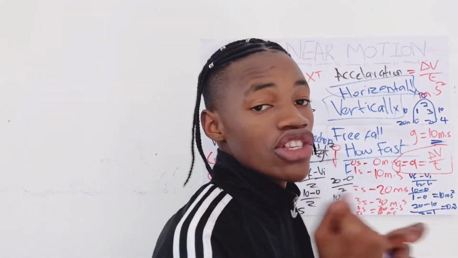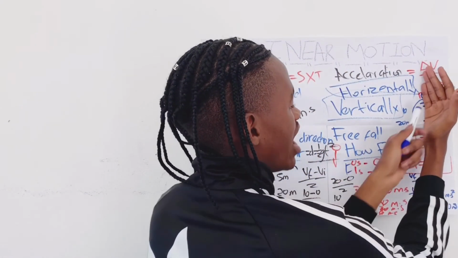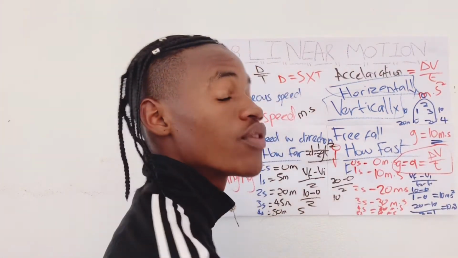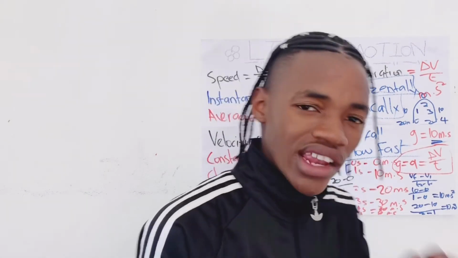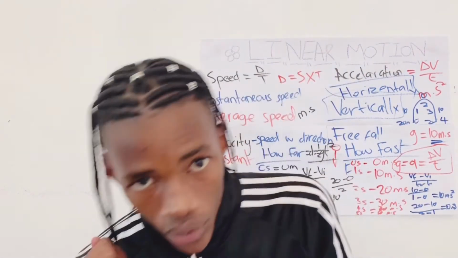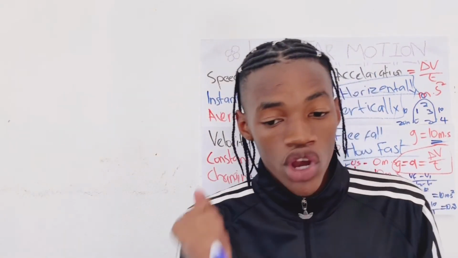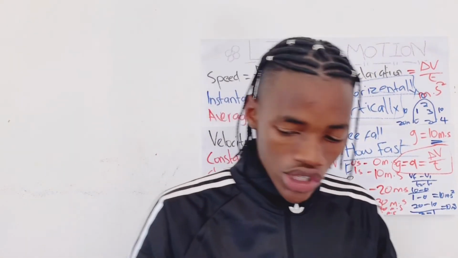But if it was just going up, we would only have this one, and if it was going down, we would only have this one. So when an object is projected upward, it needs an initial velocity, but when it is projected downward, it doesn't really need an initial velocity. And that covers our topic of linear motion.